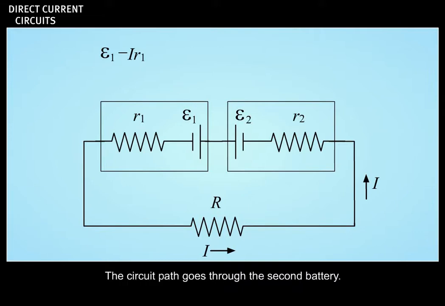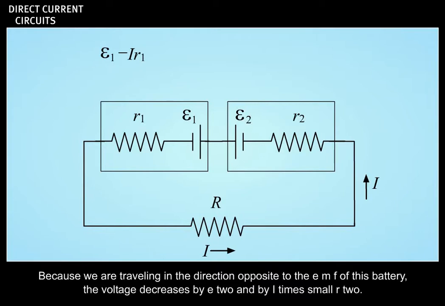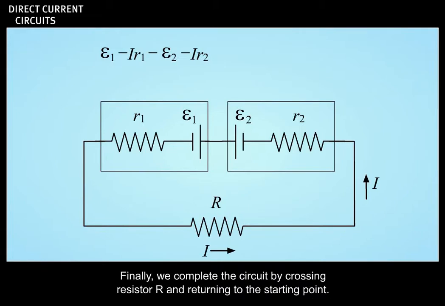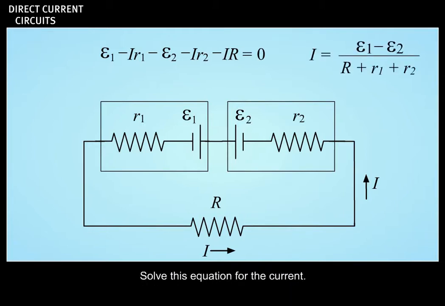The circuit path goes through the second battery. Because we are traveling in the direction opposite to the EMF of this battery, the voltage decreases by epsilon 2 and by I times small r2. Finally, we complete the circuit by crossing resistor R and returning to the starting point. Solve this equation for the current.